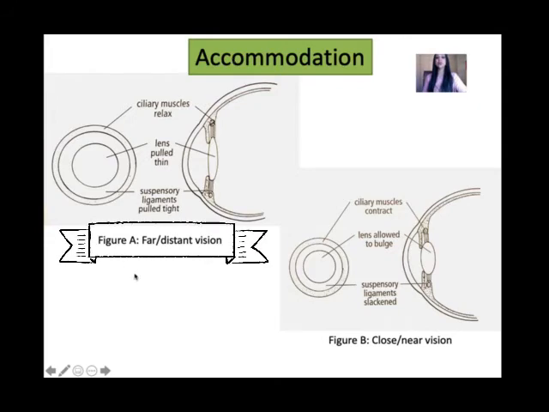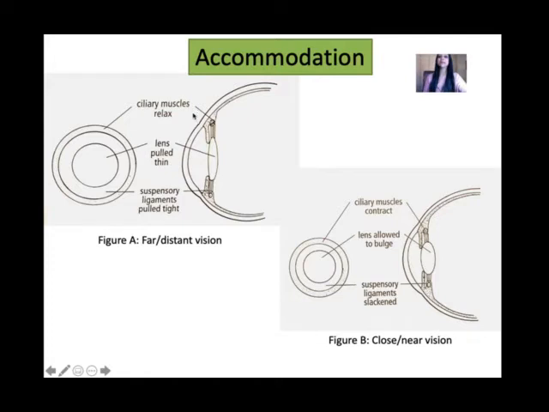How does the lens accommodate itself? Step 1. Our ciliary muscles are going to relax. There is more pull on the suspensory ligaments, so they become tighter. The lens gets thinner in the middle. Light rays are not refracted that much. An image is formed at the back of the eye.